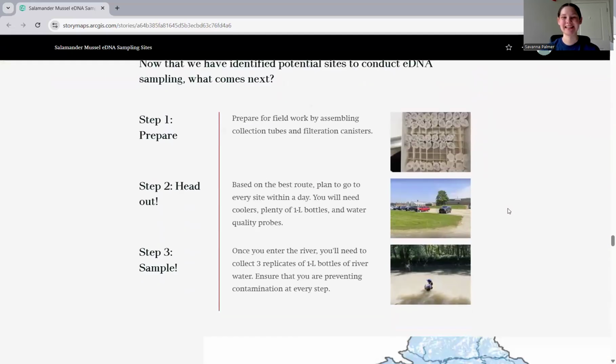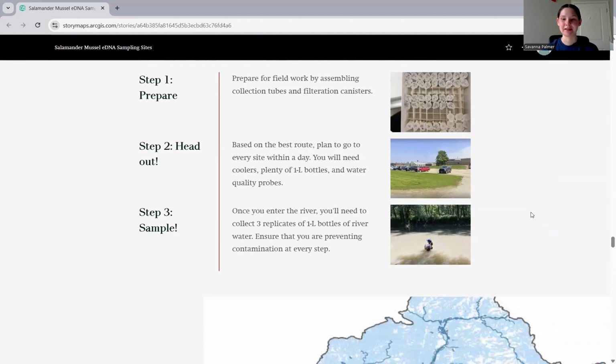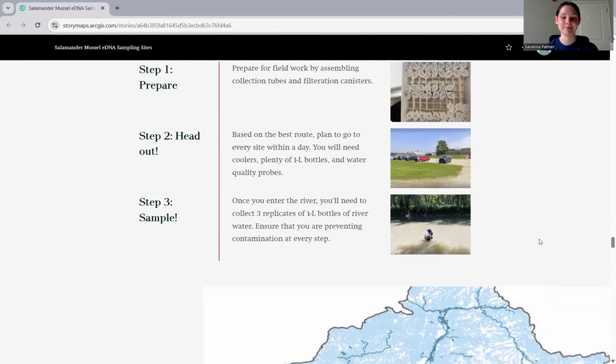Here's the general scheme of field work in my lab. First we do our genomic preparation, and then we head out and sample. And here's a picture of me sampling at one of my previous sites.